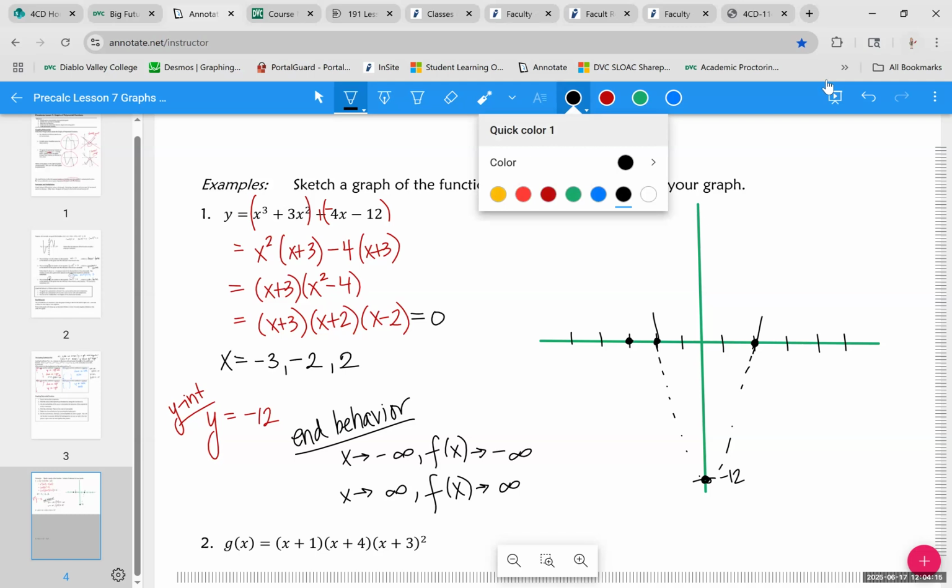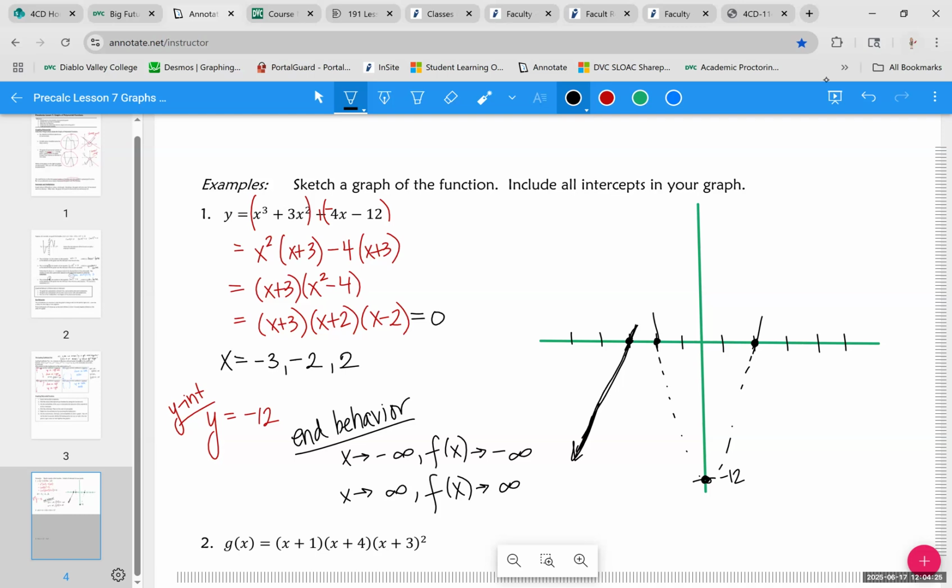So I can kind of add that in. On the left side, my function is going to be going down. So again, you can see this crossing, right? If it's going down and this is the intercept of multiplicity 1, it's got to cross. So somewhere in here has got to be a turning point.